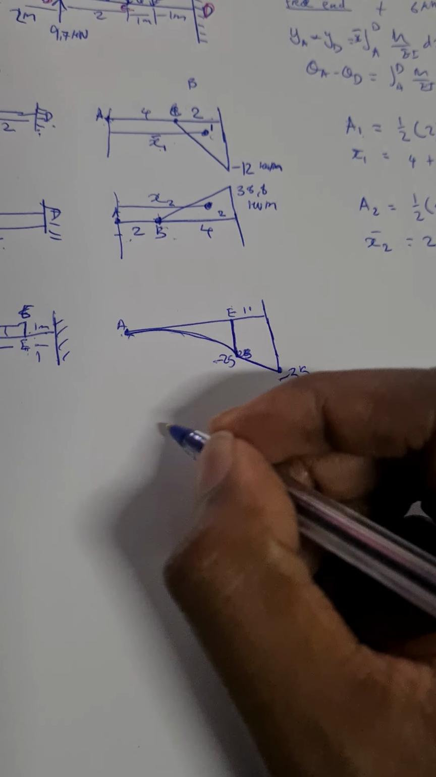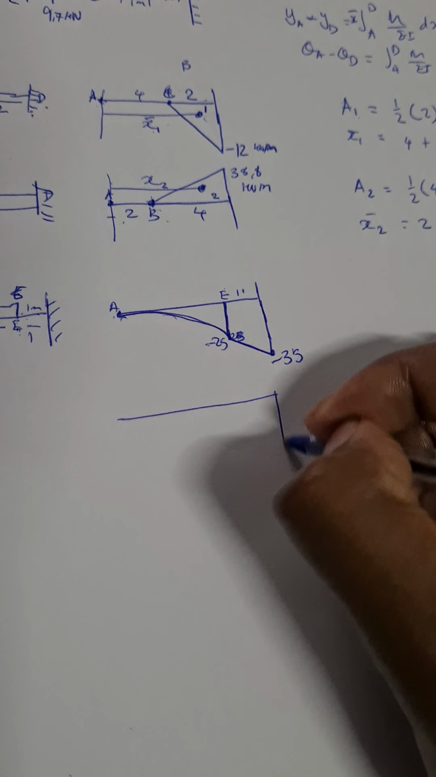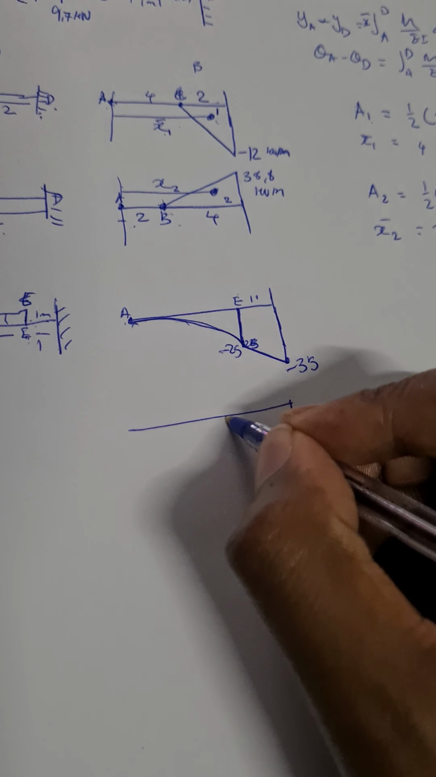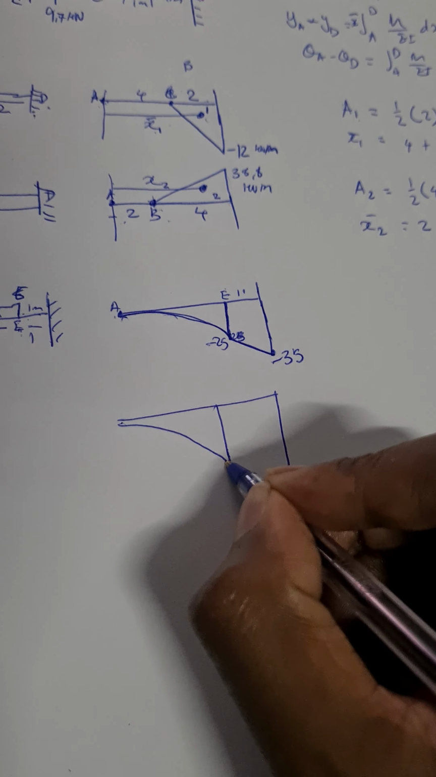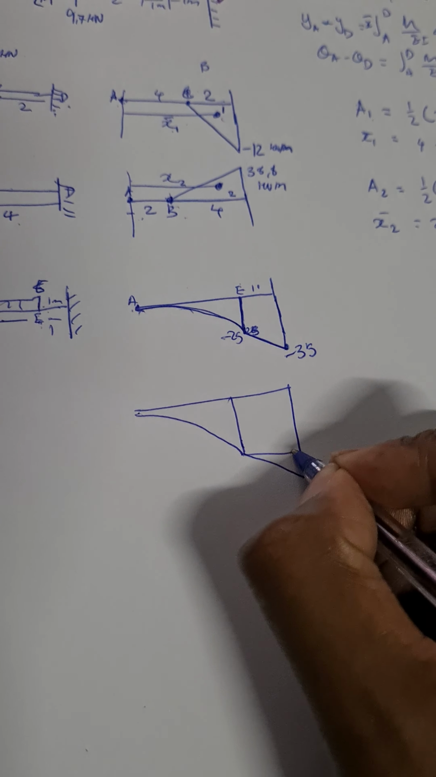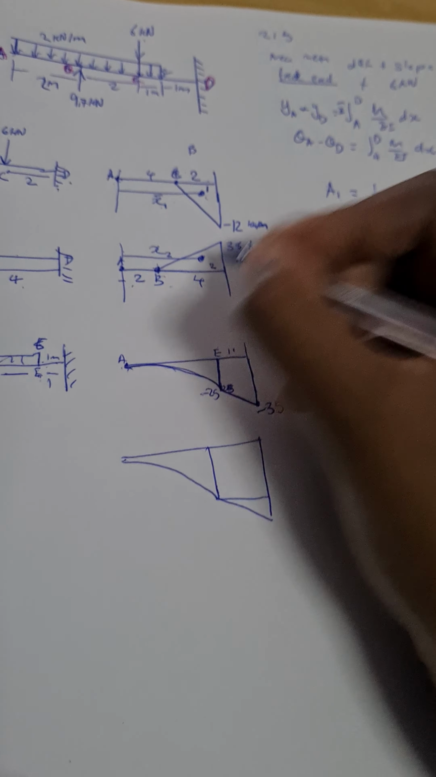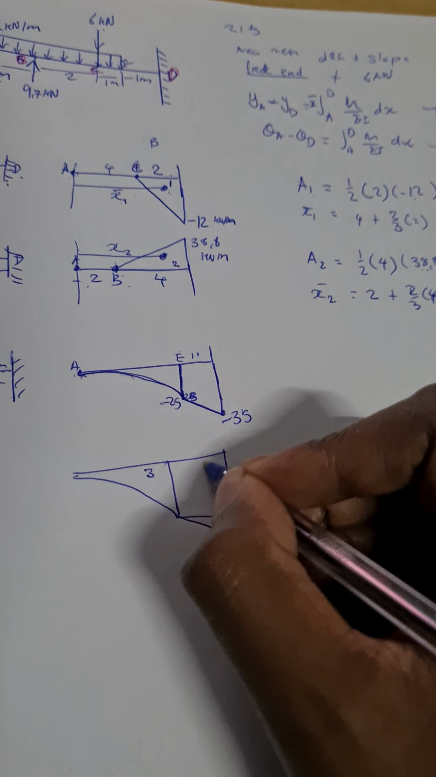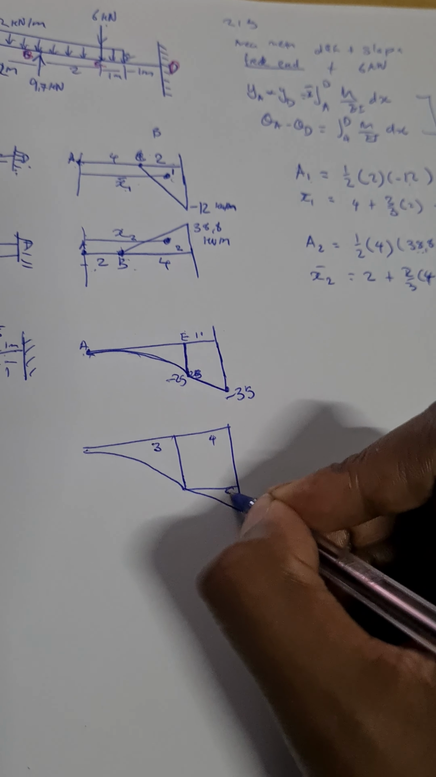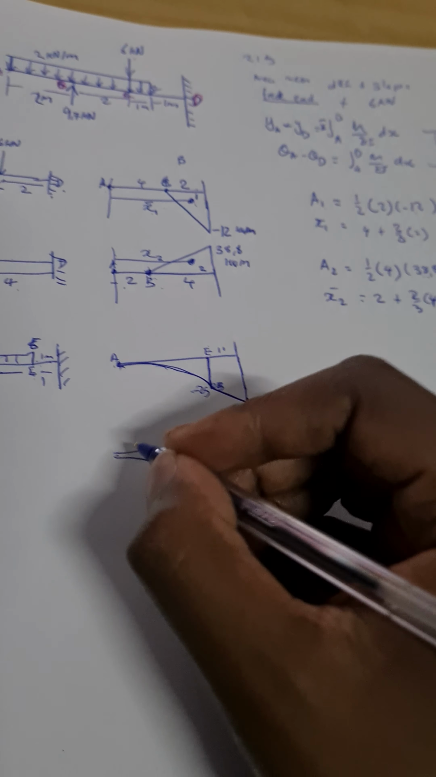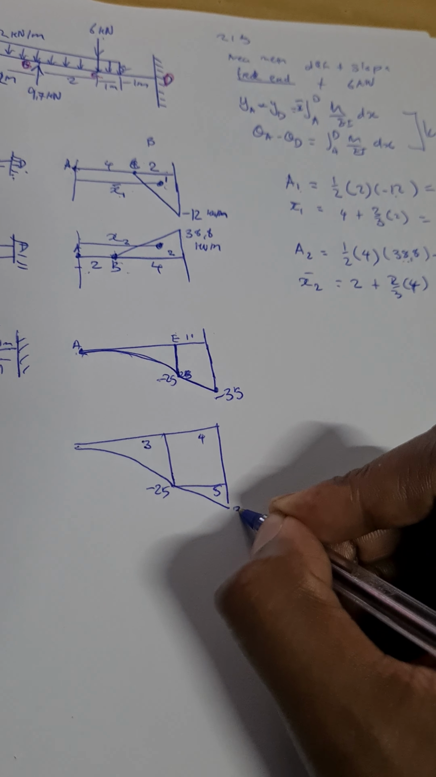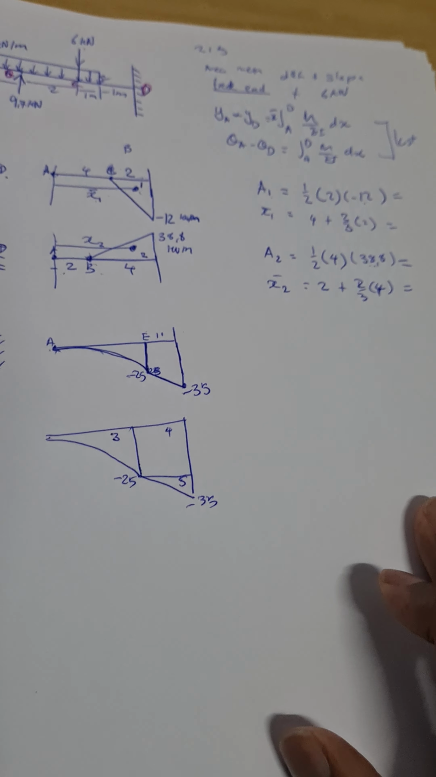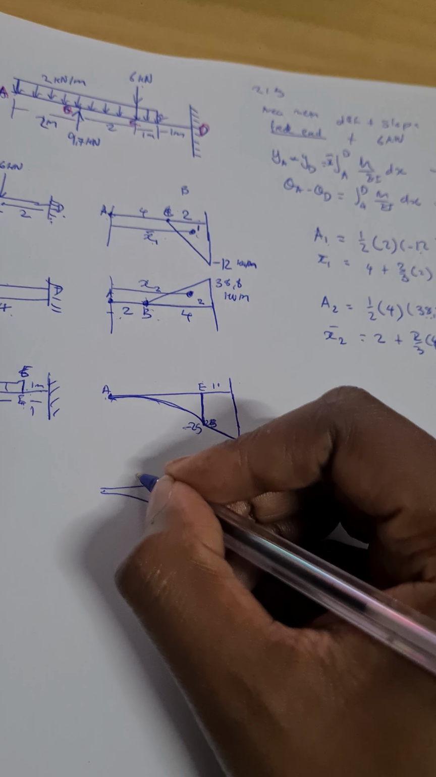Then let's zoom in for you to see it clearly. So we have something like this here. We have a curve here, and then a straight line here. So if this was my 2, then this is my 3, 4, and then 5. And then this one is minus 25, this one is minus 35. Do you see? This one is 1, this one is what?